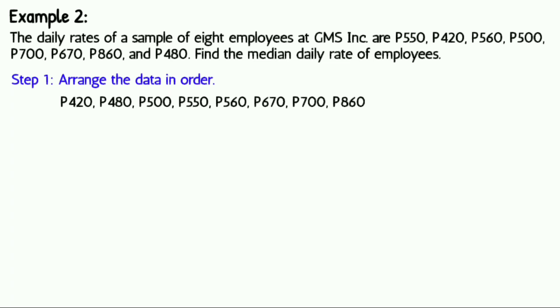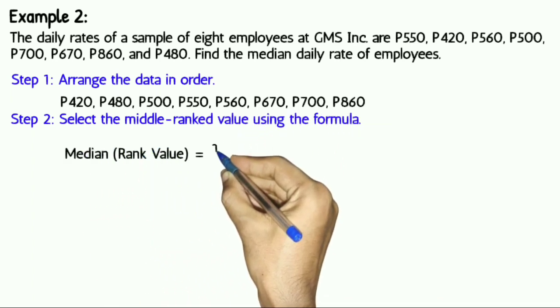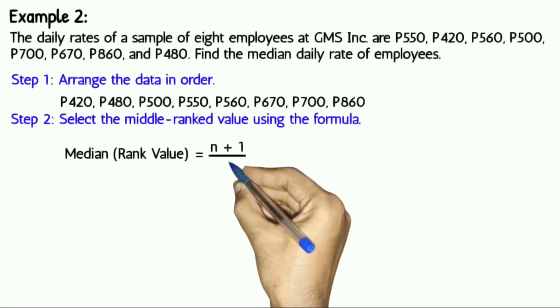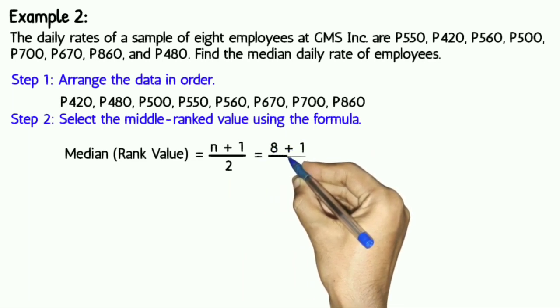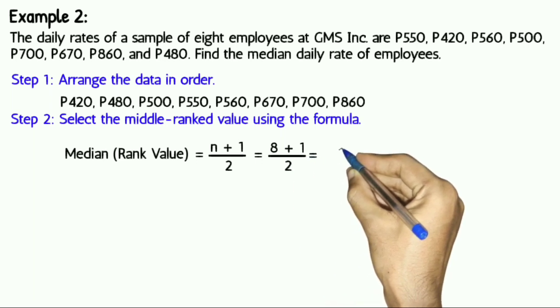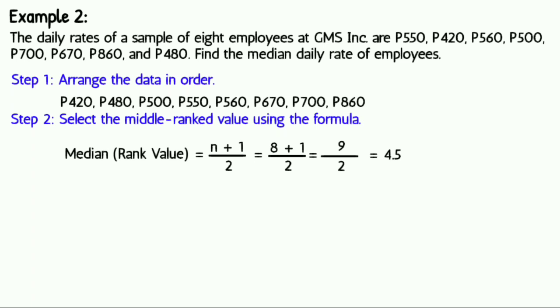After that, let's proceed to step 2. Select the middle rank value using our formula for median. So median is equal to n plus 1 over 2. Our n is 8. 8 plus 1 divided by 2 is equal to 9 divided by 2. That will be equal to 4.5. Take note that our n is an even number. Our n is 8, so it is even. The rule we follow is rule number 2. If n is even, then the median is the average of the two middle-ranked values.